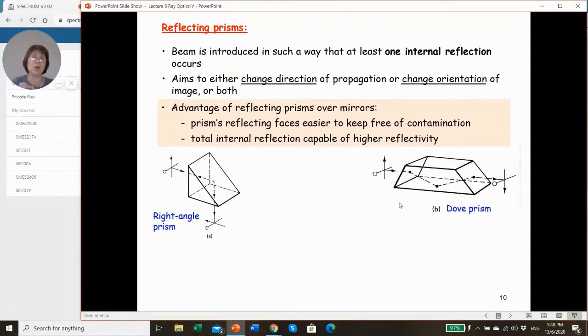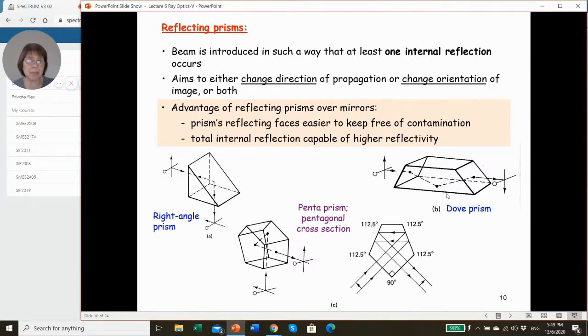Here is what we call a dove prism. It looks like a trapezoid. The ray enters from here and it gets refracted and internally reflected at the base and exits over the other face. Now, because of this reflection here, the orientation of the image is inverted compared to the incoming beam.